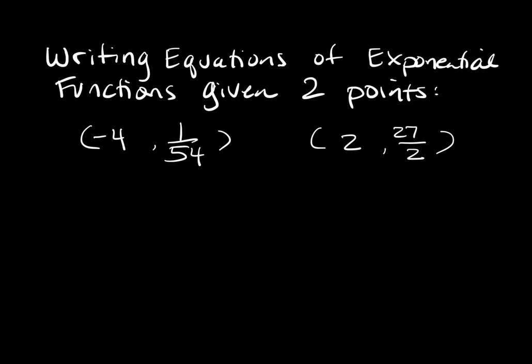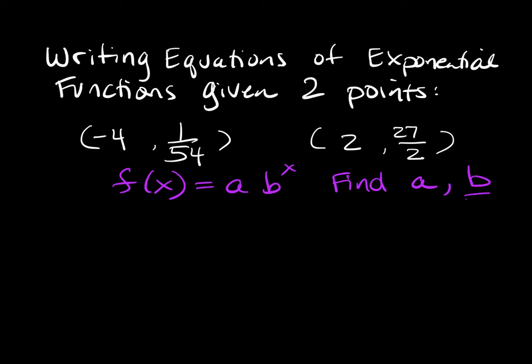But in this problem, we remember that an exponential function is in this form. And right at this point, we don't know either one of those values. So we have to find both the initial value, which is a, and the common multiplier, which is b. For this one, it's actually much easier to start with finding b, because we can find b using the relationship between these two ordered pairs.